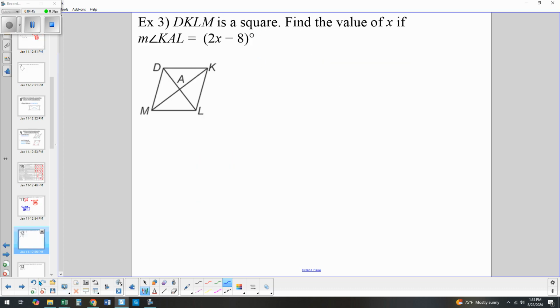In our next example, even though it's not drawn to look like it, they're telling me that DKLM is a square. We want to find the value of x if the measure of angle KAL, so this one in this corner, is 2x minus 8. All squares have diagonals that are perpendicular, so that angle equals 90. So 2x minus 8 equals 90. So 2x equals 98, and x is 49.